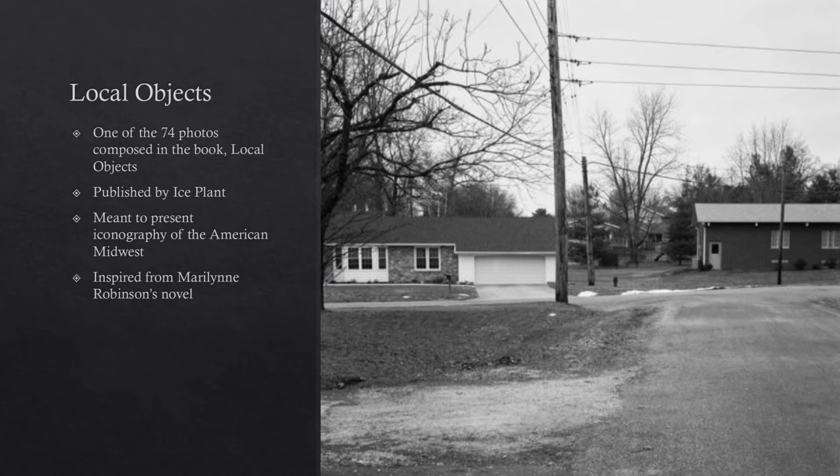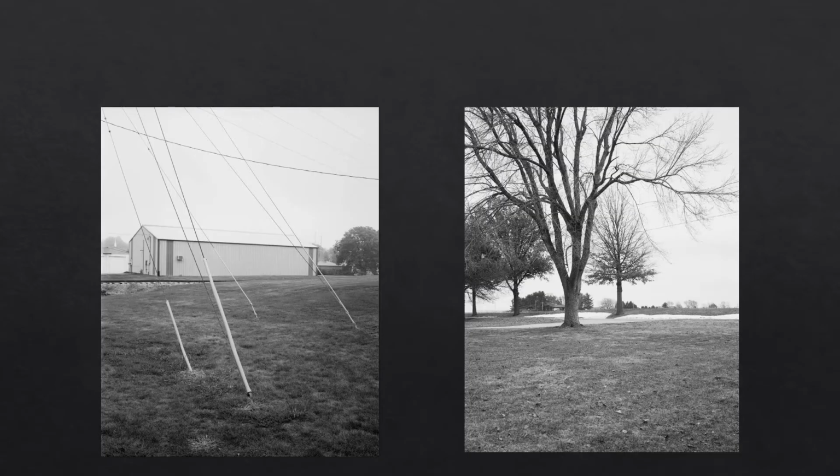So, for instance, this is one of his most well-known ones, The Local Object. The Local Object is composed of 74 photos, and this was published by the Ice Plant, and it's supposed to be an iconography of the American Midwest. He explains how this was inspired by Marilynne Robinson's novel, and Marilynne Robinson is, well, here I'll show you some of the next photos too, just to show that commonality with the images.